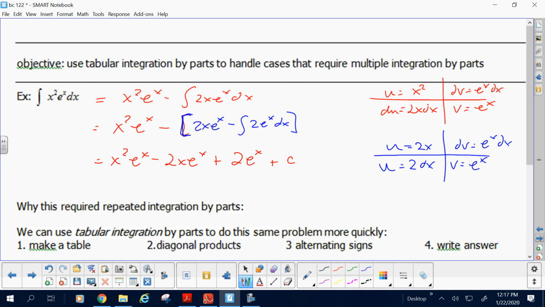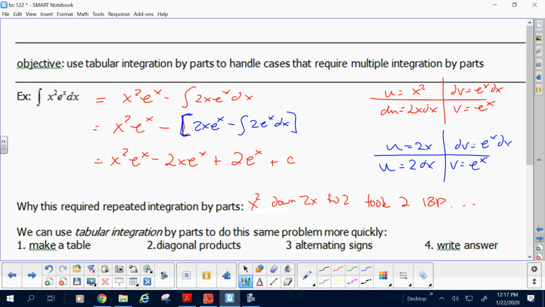Is Todd done? Okay, do you agree with x squared e to the x minus 2x e to the x plus 2 e to the x plus C? Okay, why did this require two integration by parts? So x squared requires twice. Okay, it took 2 to get from x squared, keep going, you're on the right track. X squared down to 2x, down to 2, to 0. Yeah?